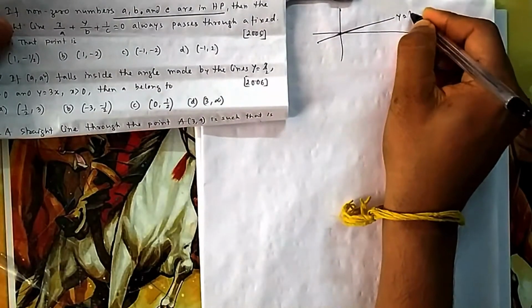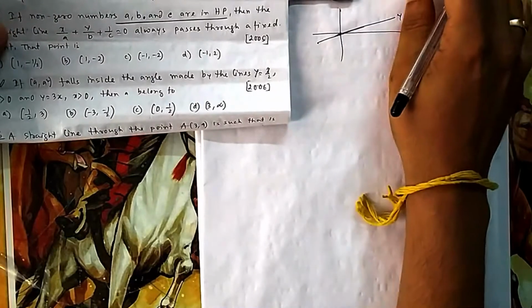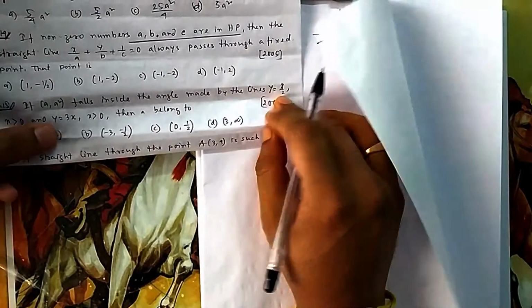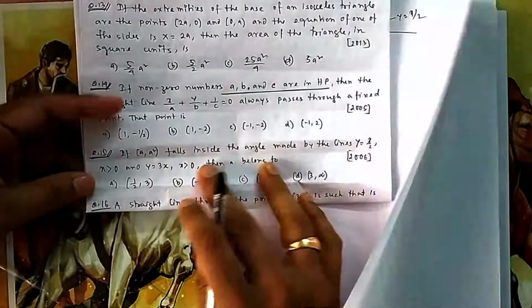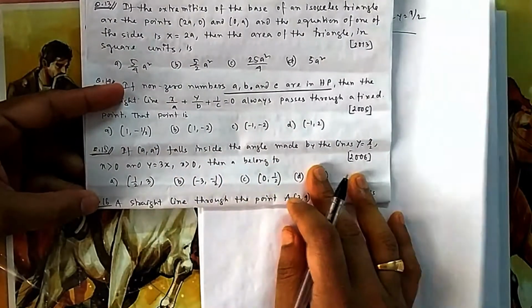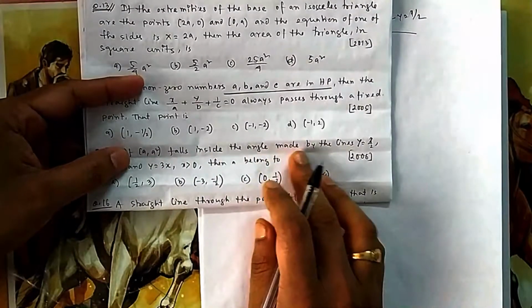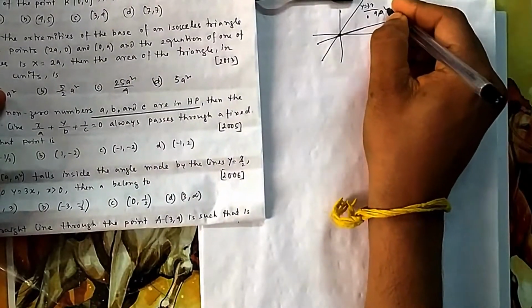So y, no constant term. If there is no constant term, it will always pass through the origin. Any equation, then y equal to 3x is here. Okay, x is greater than 0, x is then belongs to a square, falls inside the angle made by this. So a square falls here, inside the angle made by this. So a square is falling here.